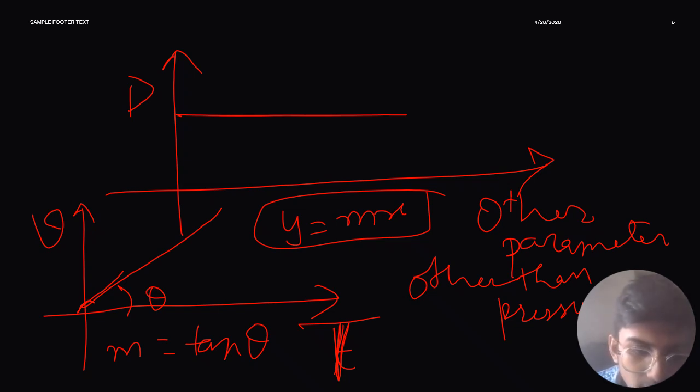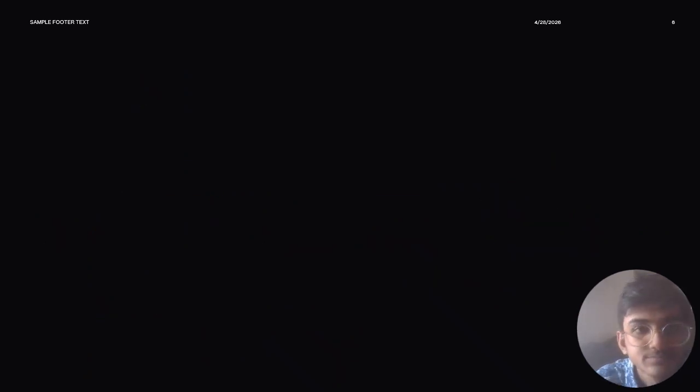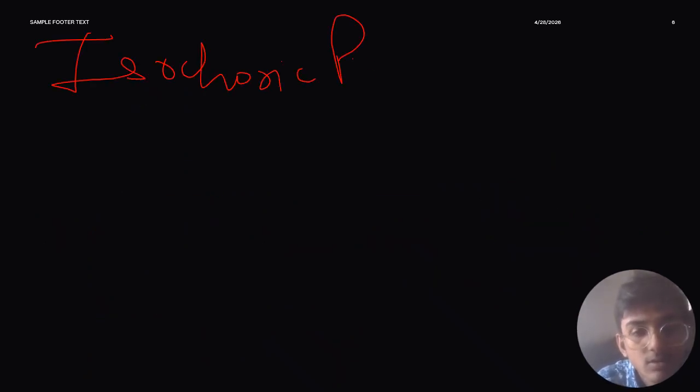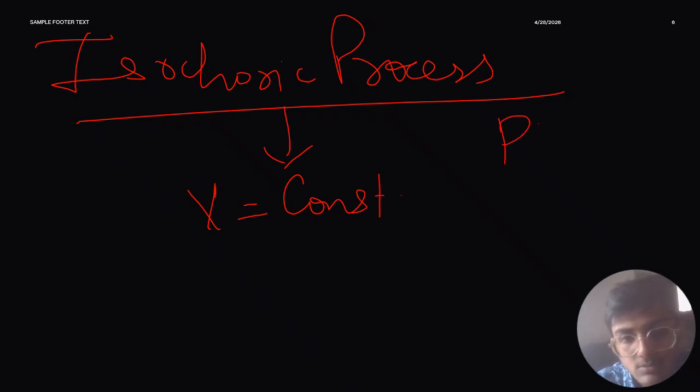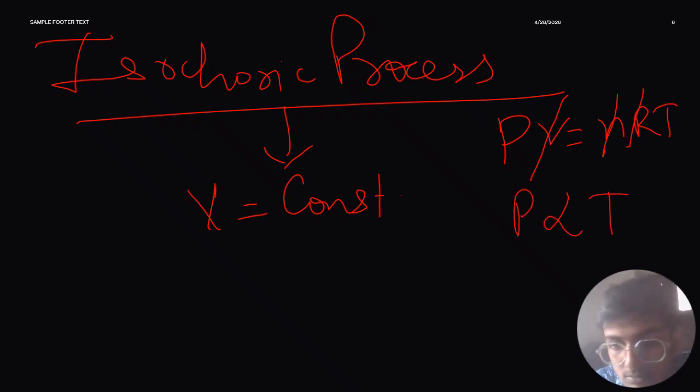Now let us discuss the isochoric process. Iso means same, so it is the process in which volume remains constant. Now, considering the ideal gas equation, this is constant, and these two are also constant parameters. So pressure is directly proportional to temperature.